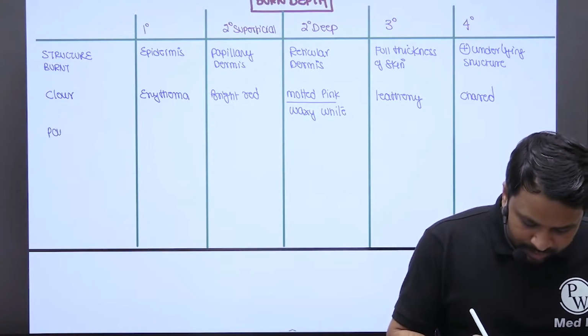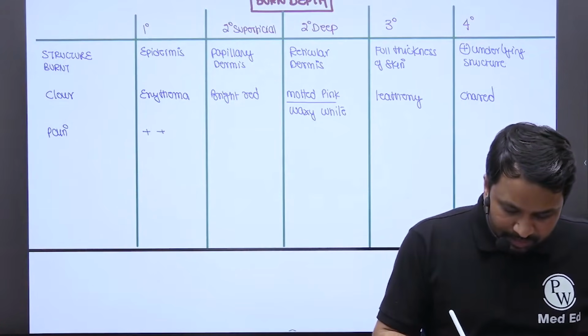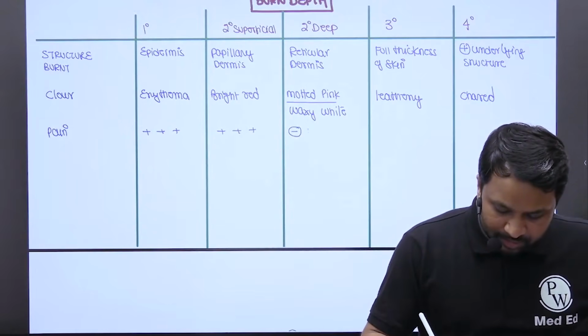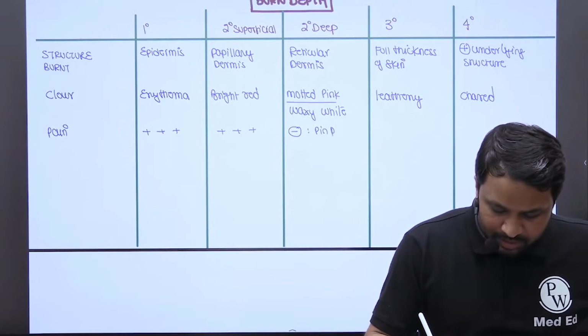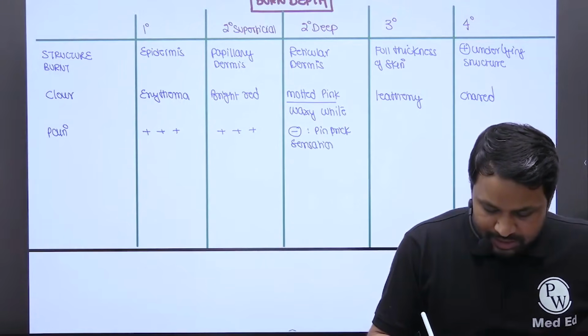Next comes the component of pain. Wherever you have intact skin sensation, there is more pain. First degree will have extreme pain. Second degree superficial will also have a lot of pain. Second degree deep will not have much pain, but there will be presence of pin prick sensation alone.